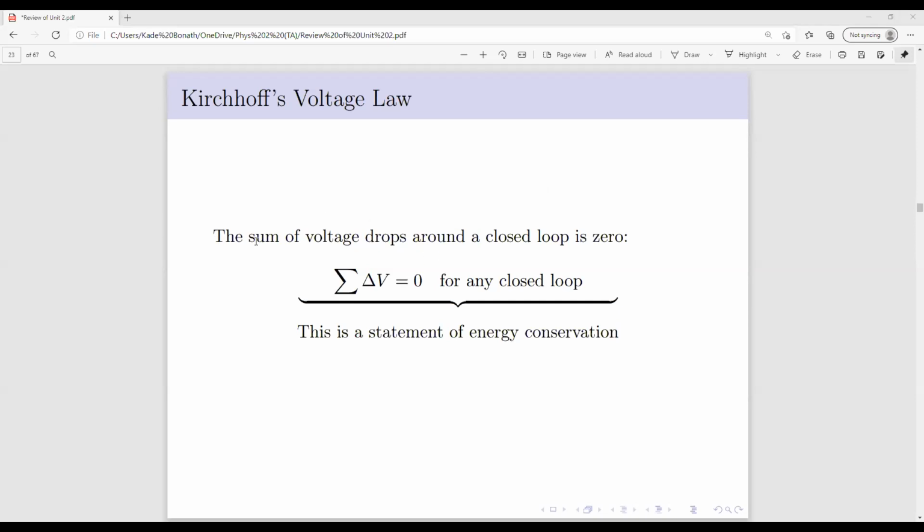So the key thing here is that whenever we're applying voltage laws, we want the sum of all our voltage elements to come out to 0. Essentially, if I had a battery and, let's say, a resistor, the amount of voltage gain I have from that battery should be equal but opposite in sign to the voltage drop that I experience going across the resistor.